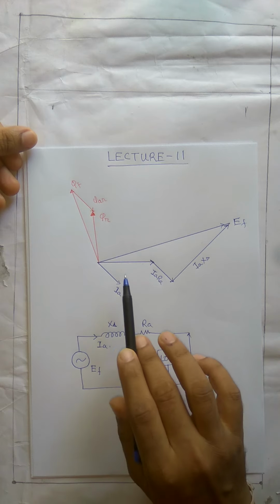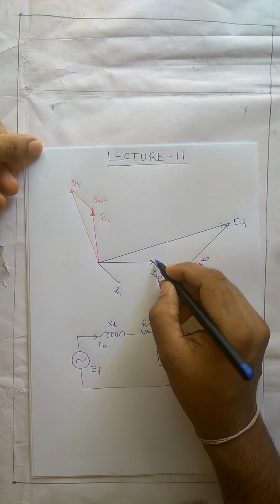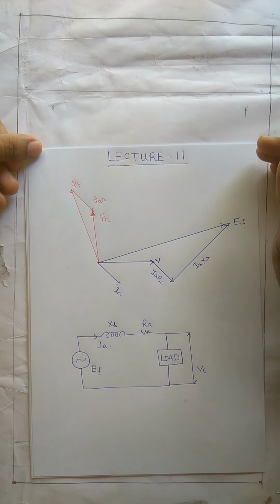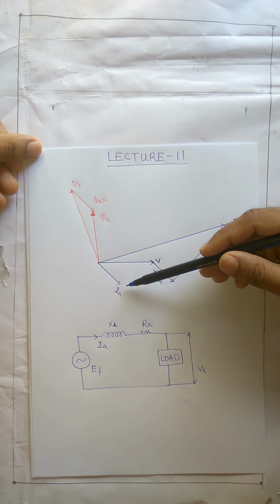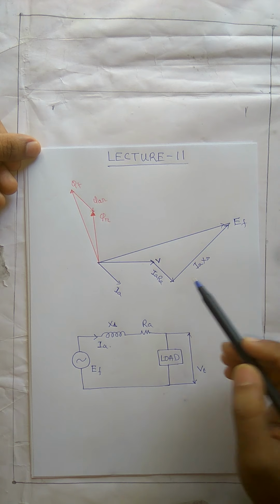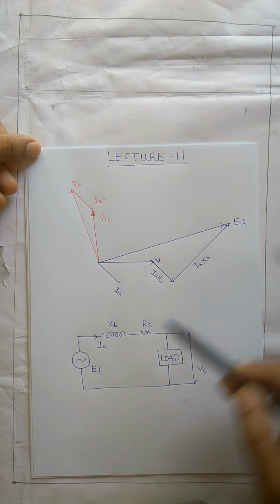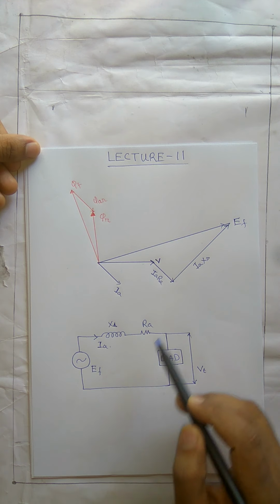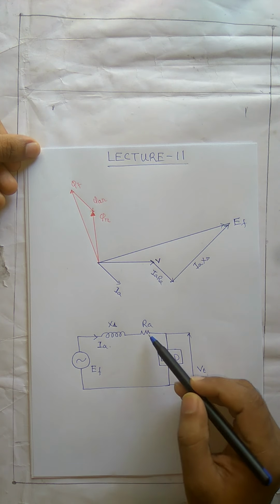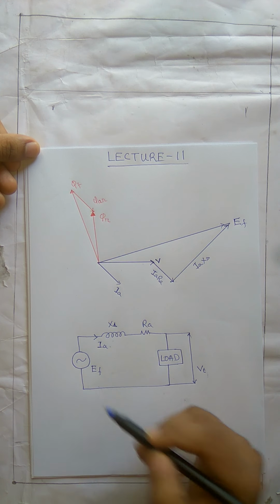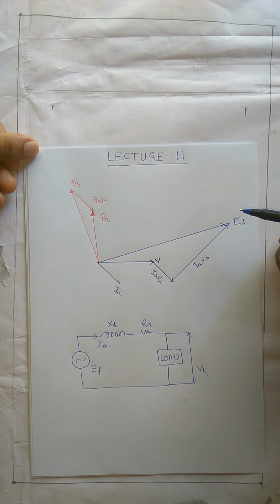Here we have assumed that this is the terminal voltage V and this is the I. This is the current supplied by the machine, which is lagging the voltage. So accordingly, this is the drop in the resistance, this is the drop in the synchronous reactance XS. If I add this voltage plus these two drops, I get the generated voltage EF. VT is my terminal voltage and EF is the generated voltage.